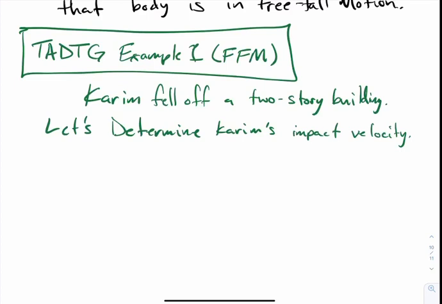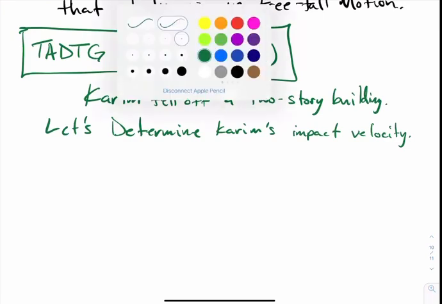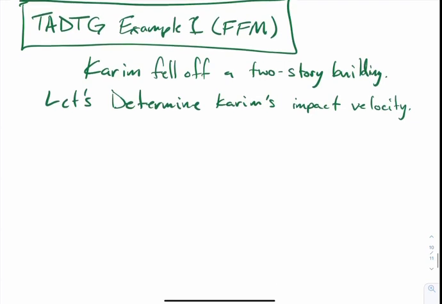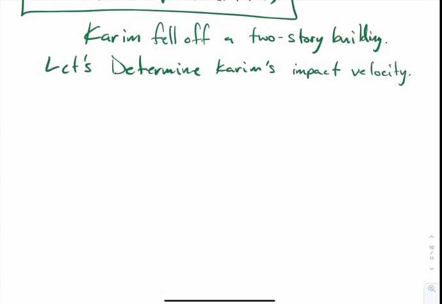And so when Kareem fell off the roof, he started with an initial velocity of zero. He didn't jump toward the earth. That would be a little bit different than falling, wouldn't it? So anyway, we're going to start like we start any problem by drawing a picture. A two-story, oh, by the way, one story is approximately 3 meters. So we actually know the height that Kareem fell from.